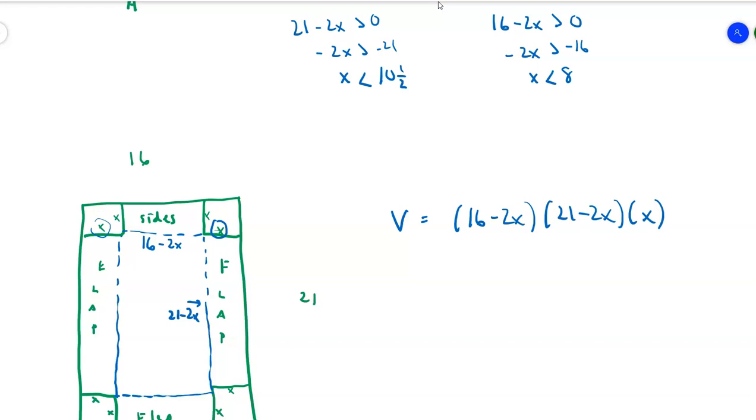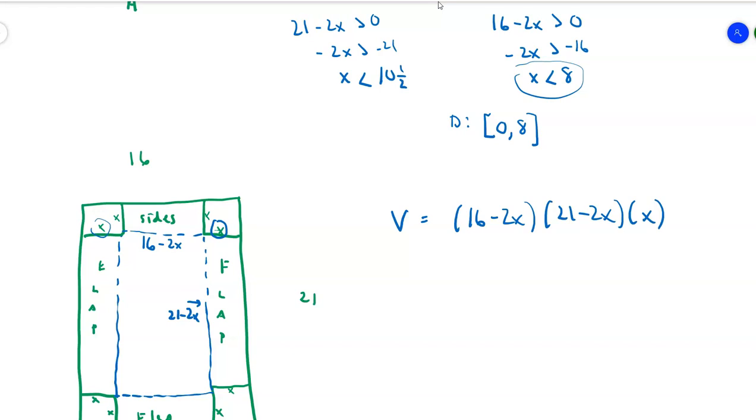So for the domain, you go with the more restrictive of them. So for the domain, you'll take x values between 0 and 8. Once you get past 8, then that one side of the box has a negative value. And if you graph it, it'll continue graphing past 8 because it doesn't know that it's associated with a box.